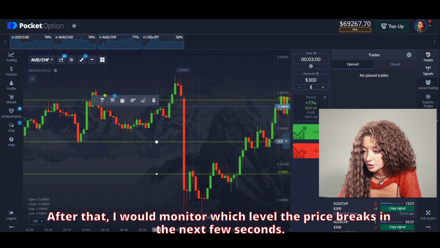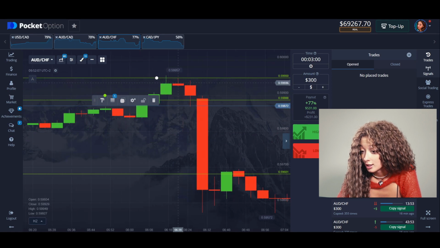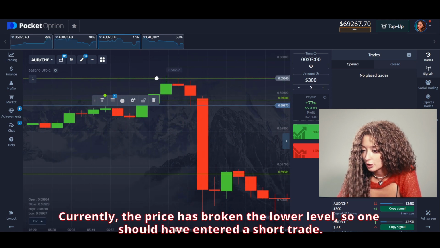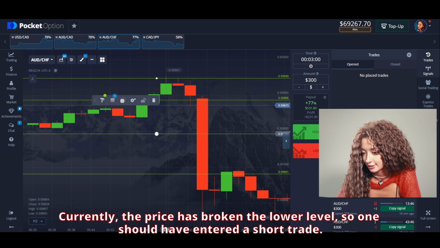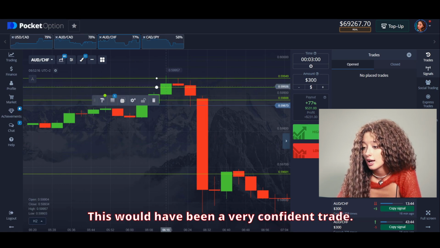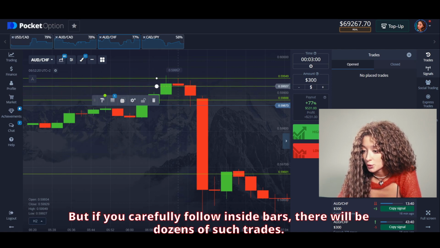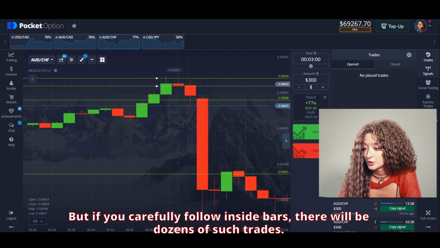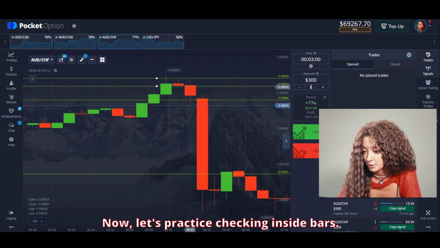After that, I will monitor which level the price breaks in the next few seconds. Currently, the price has broken the lower level, so one should have entered a short trade. This would have been a very confident trade. But if you carefully follow inside bars, there will be dozens of such trades. Now let's practice checking inside bars.